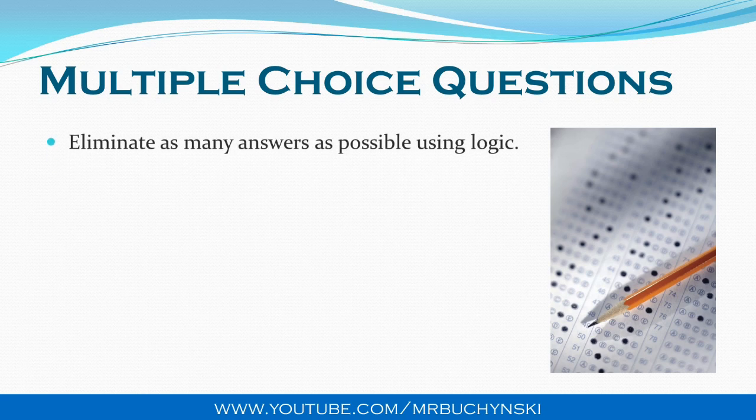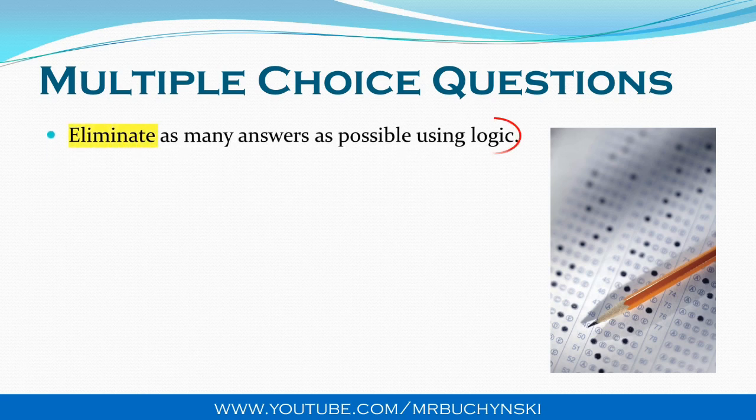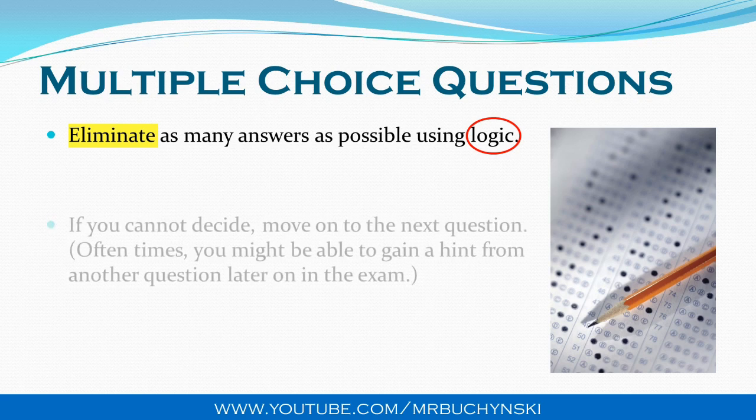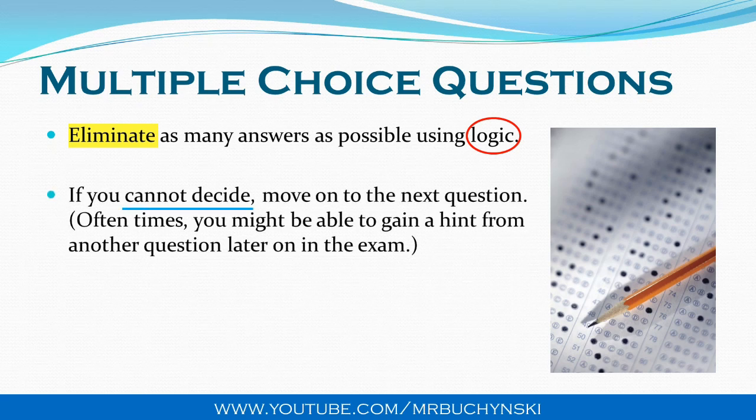Once you've read everything carefully, eliminate as many of the answers as you can using your logic. Your logic plays a huge role in a multiple choice test because you can oftentimes eliminate 2 of the 4 answers, leaving you with the 50-50 chance, and even then, even further logic will take you to the correct answer. If at this point you cannot decide, move on to another question.